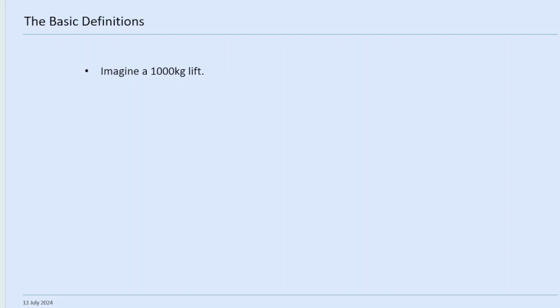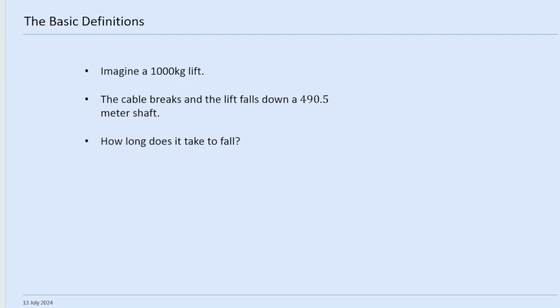Imagine a 1,000 kilogram lift. The cable breaks and the lift falls down a 490.5 meter shaft. How long does it take to fall? How fast is it travelling when it hits the bottom?